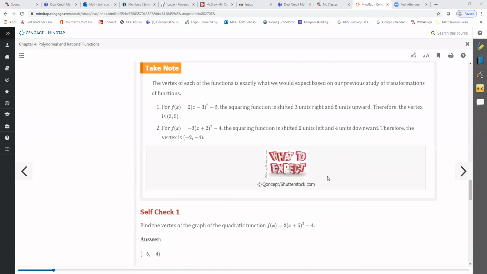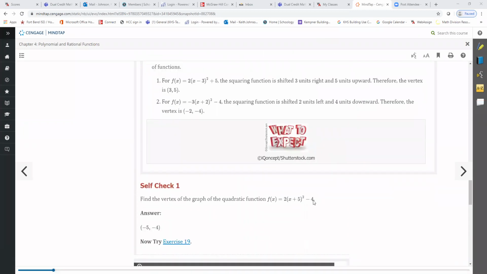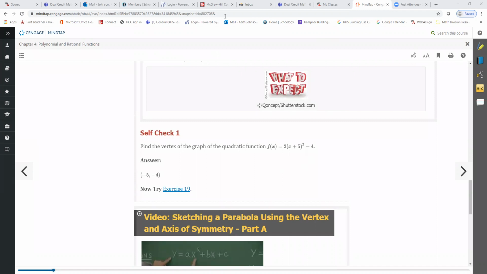So if we go back up here, and let's look at this self-check here. As I look at this self-check, notice here's my h and here's my k. There's my vertex. If I was to graph that, this would be -5, -4, correct? So I would have a point right here. Now, when I look here, notice that's positive, which means this opens up.